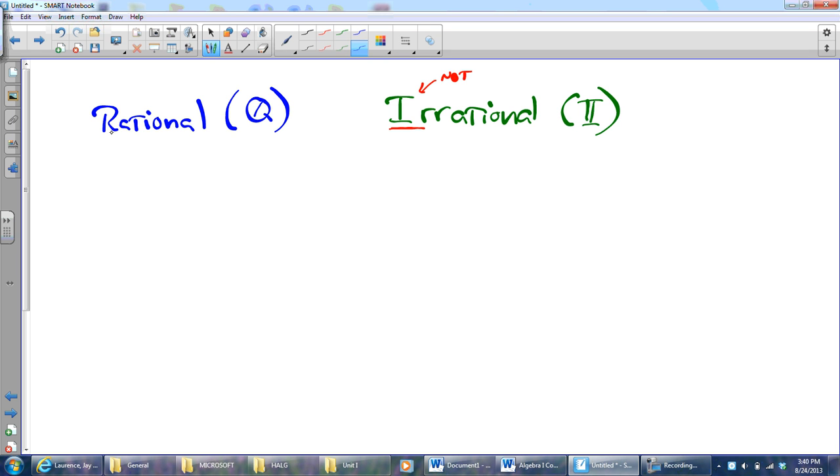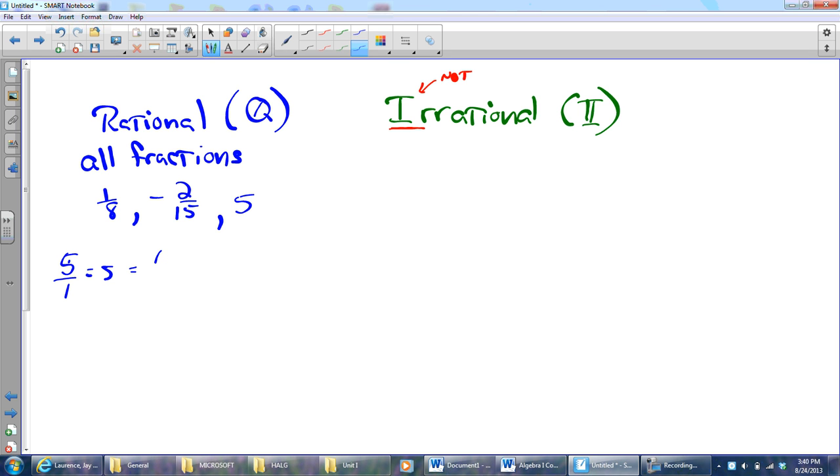Well, first of all, rational numbers include all fractions. For example, they include 1/8. They include -2/15. But they also include 5. Why? Because I can write 5 as a fraction, can't I? Isn't 5 over 1 the same as 5? Well, of course, 10 over 2 is the same as 5, and 15 over 3. All those fractions are rational. Therefore, 5 is also rational.